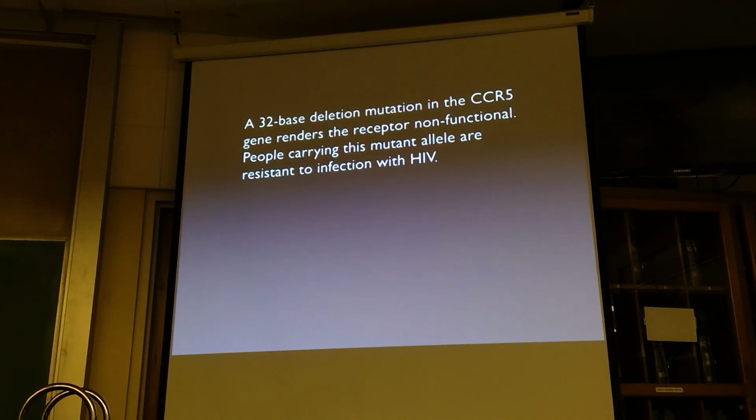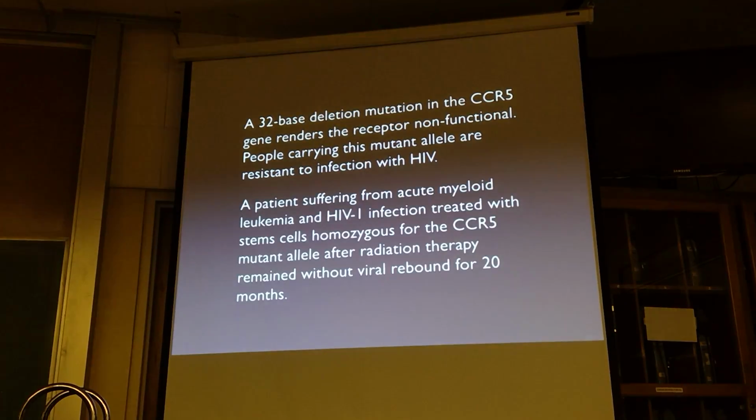But there was a mutation detected in the CCR5, the gene that encodes the CCR5 receptor on T4 lymphocytes. It's a 32 base deletion. People that have that deletion, their CCR5 receptor doesn't work. Consequently, HIV can't get in. The CCR5 in a functional state is required for HIV to enter. And so there are people that are resistant to HIV because of the mutation.